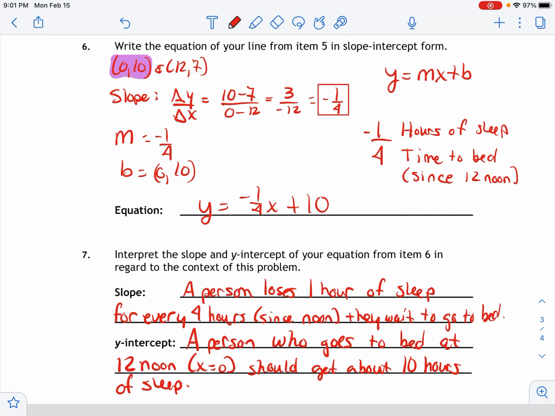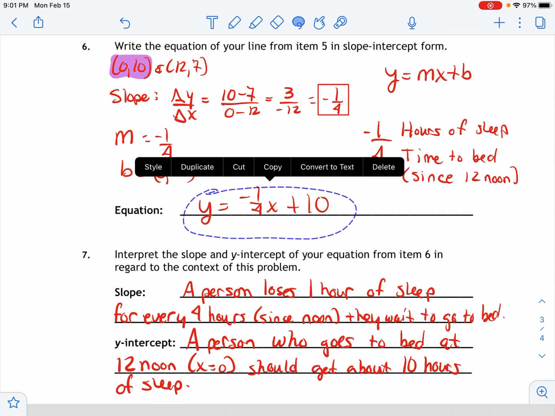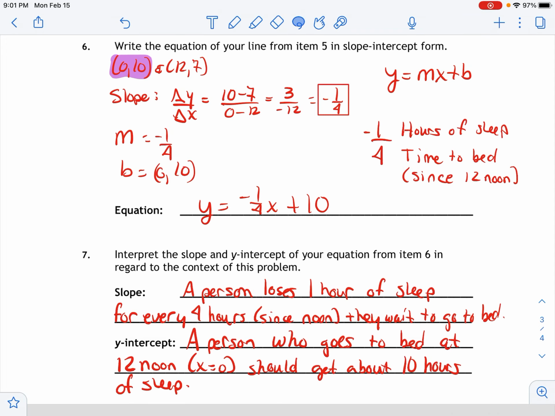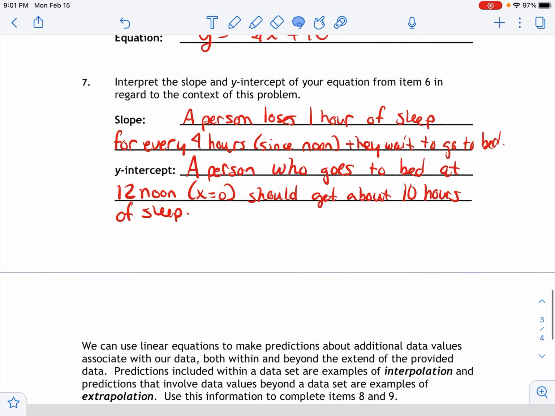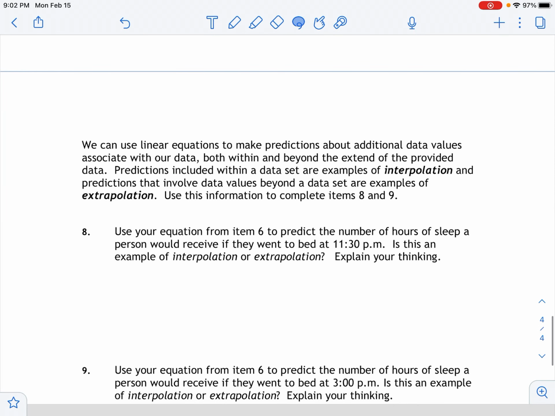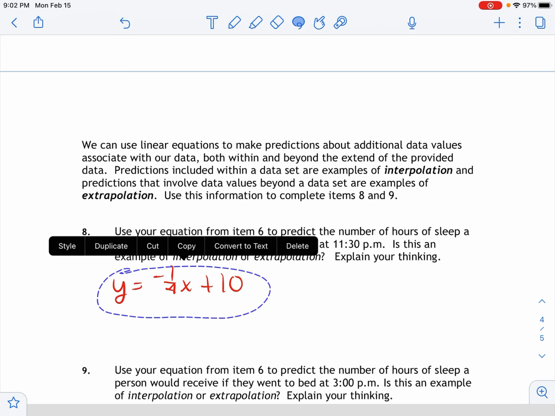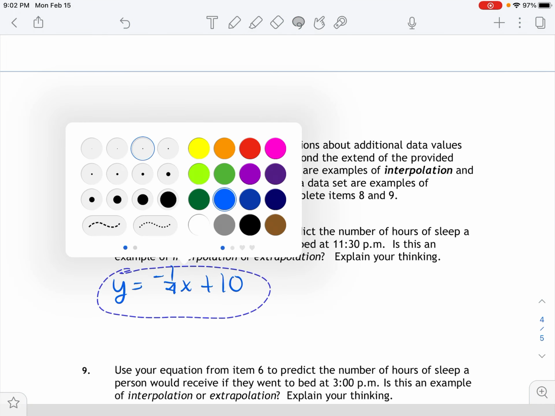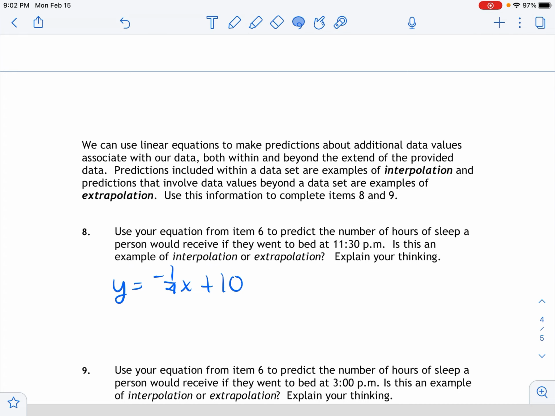And then we're going to take our equation right here. I'm going to copy it actually. So copy it here. We're going to bring it into our problem on number 8 right here. And we'll go from there. Okay? So it says, use the equation from item 6 to predict the number of hours of sleep a person would receive if they went to bed at 11:30 p.m.